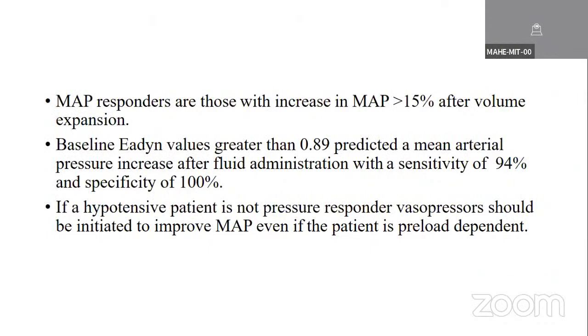So in patients who, after you give a fluid volume challenge, have an increase in MAP of more than 15%, that means they are MAP responders. The baseline dynamic arterial elastance values greater than 0.89 predicted a mean arterial pressure increase after fluid administration with a sensitivity of 95% and specificity of 100%. In a hypotensive patient who is not a fluid pressure responder, we have to give vasopressors instead of giving more fluids.